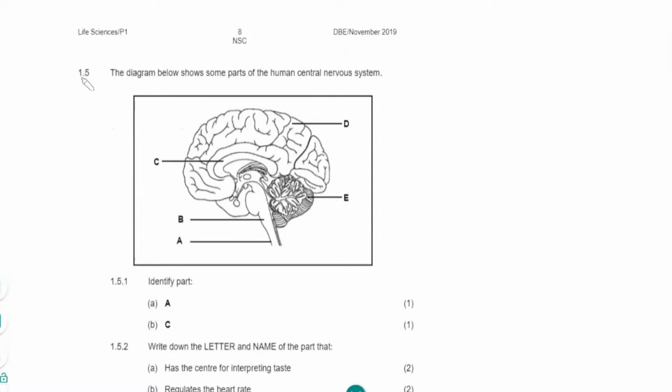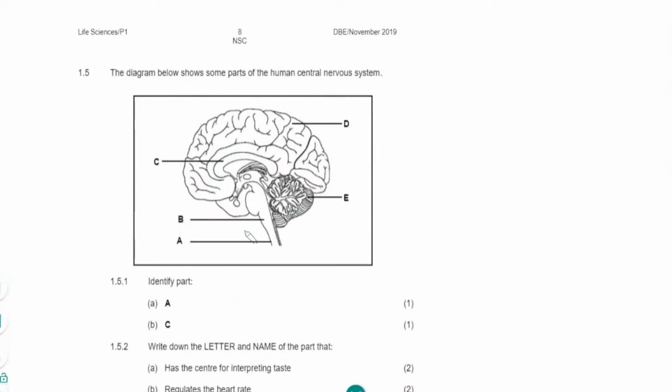Then they're saying, B 1.5, the diagram below shows some parts of the human nervous system. So you need to know which nervous system it is. Central nervous system, which is the brain. Please know how to label all the parts. A, spinal cord. B, medulla oblongata. C, corpus callosum. D, cerebrum. E, cerebellum. Now you are done.